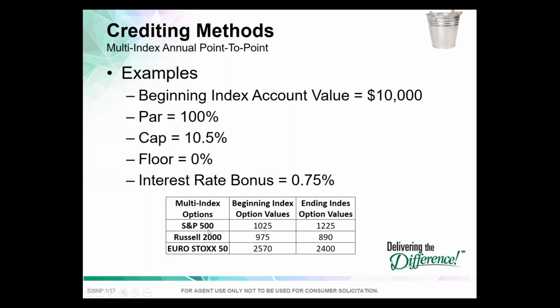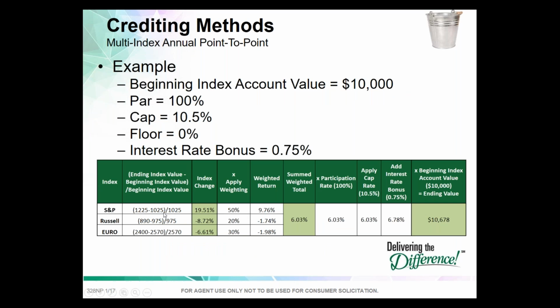So let's say that the S&P 500 started at 1025 and ended at 1225. The Russell went the opposite direction, started at 975, went down. And the Euro Stoxx started at 2570 and went down. So we go in and we allocate them effectively toward their 50, 30, and 20%. The top performing one gets 50%.